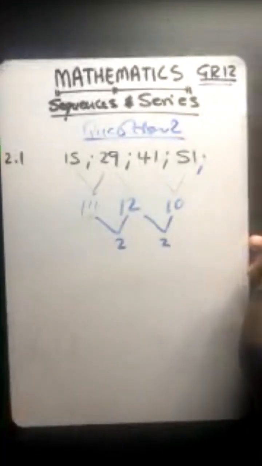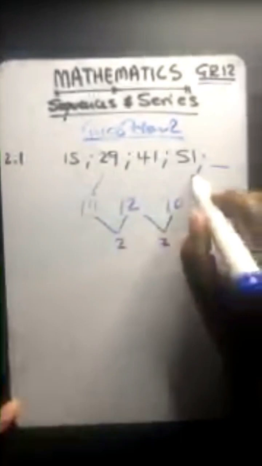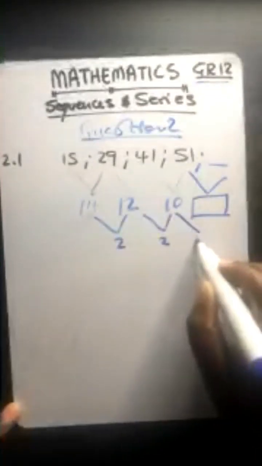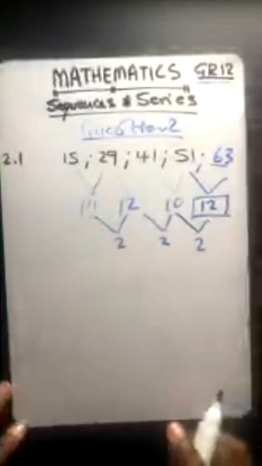A quadratic pattern. So the first question says write down the value of the 5th term. Let's see, we have 1, 2, 3, 4. So this is the one that they want. Obviously, for you to know this value, you start from the bottom where you say plus 2. It gives you a number which is 12. Then you say 51 plus 12. What is that? It is 63. So that's how you answer that first question.